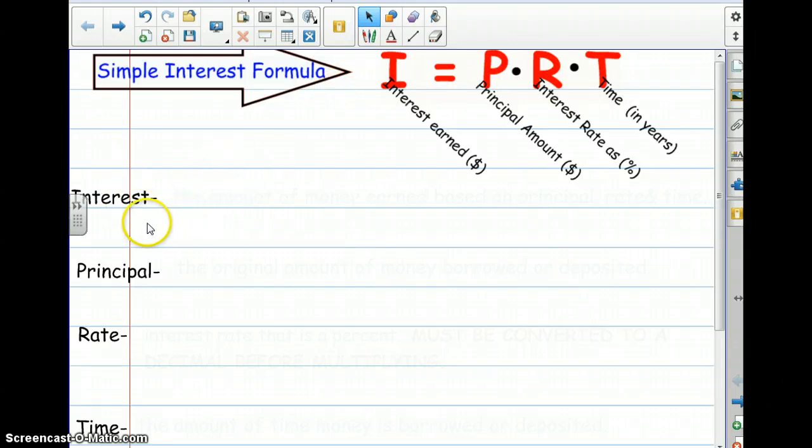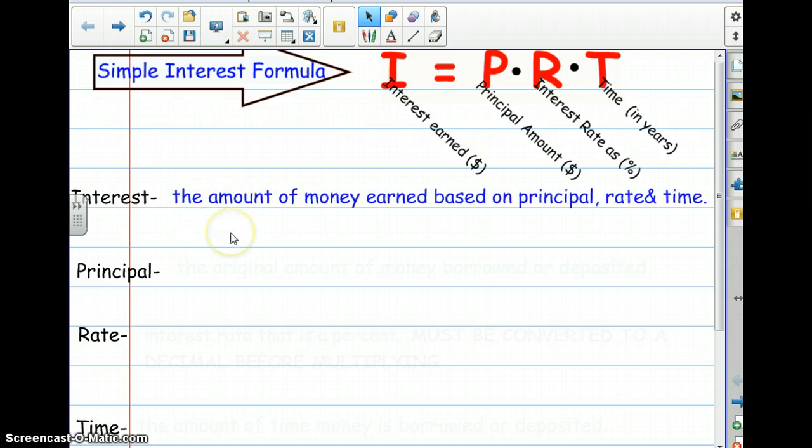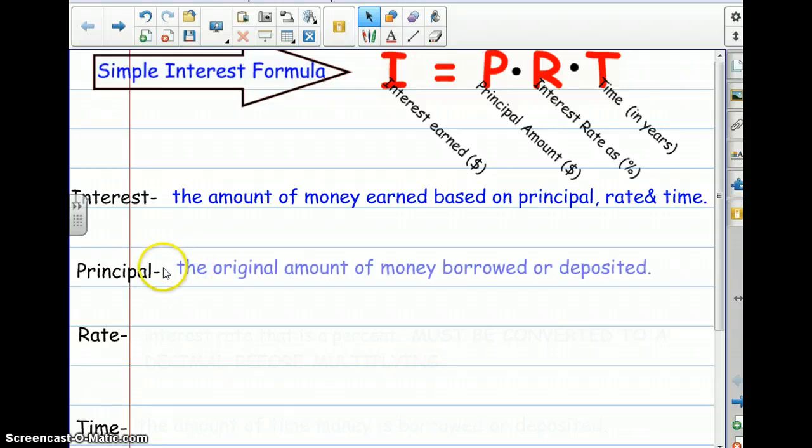So we're going to do some quick definitions. Interest, I want you to write this as well. Interest is the amount of money that's earned based on the principal, the rate, and the time. Principal, now keep in mind, in this case, principal doesn't stand for our school principal. It actually stands for the original amount of money that is borrowed or deposited. So if we're borrowing money, it's the amount that we originally borrowed. If we're keeping it in the bank to earn more money, it's the original amount that we went to the bank with.